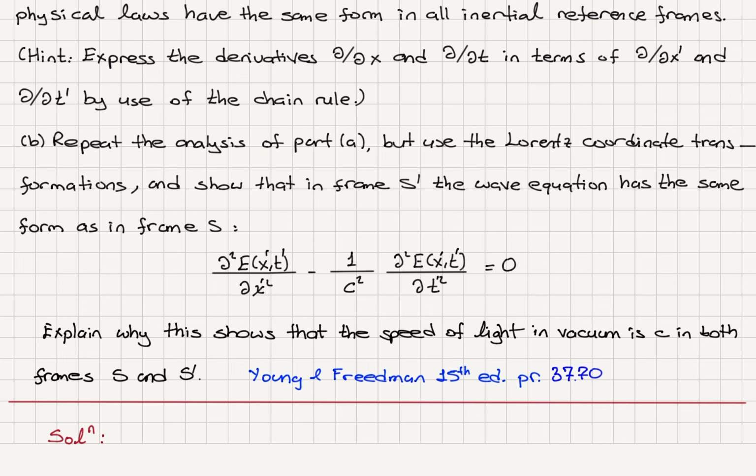Now, part B: repeat the analysis of part A, but use the Lorentz coordinate transformations and show that in frame S prime, the wave equation has the same form as in frame S, the same form. Explain why this shows that the speed of light in vacuum is c in both frames S and S prime.